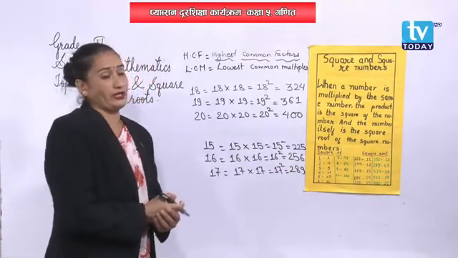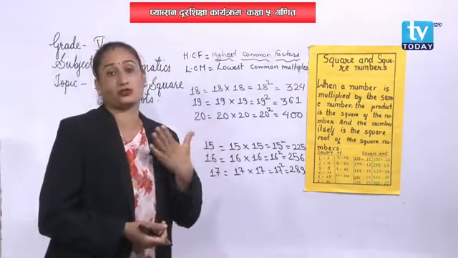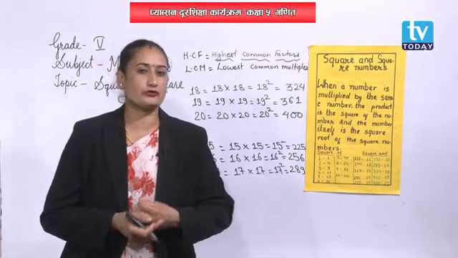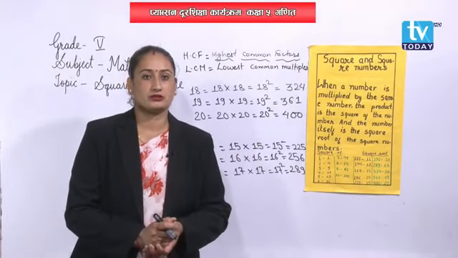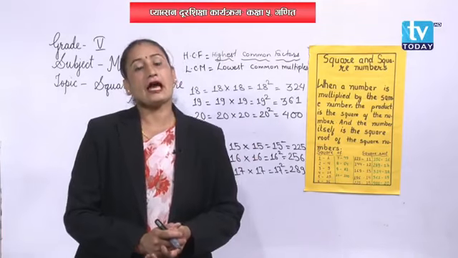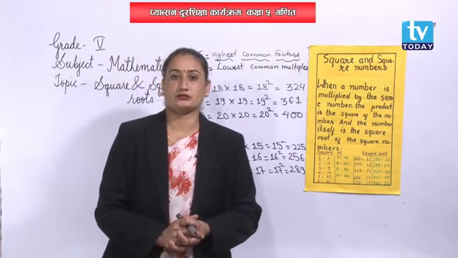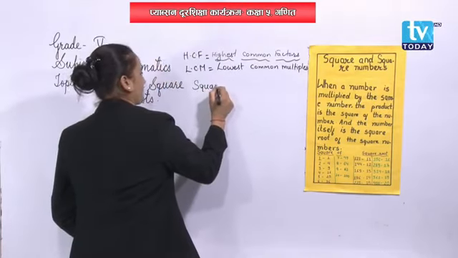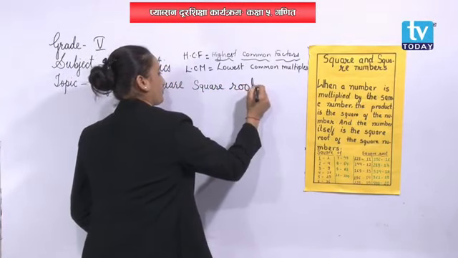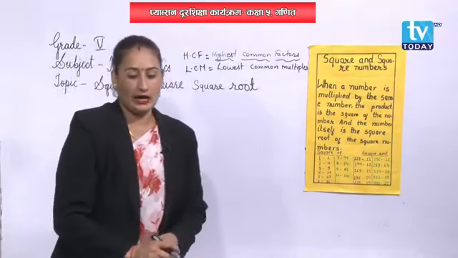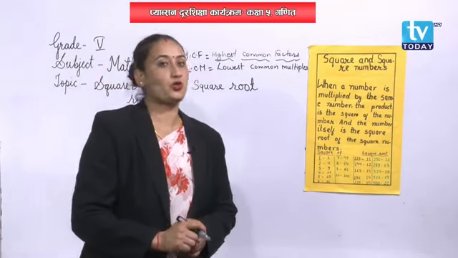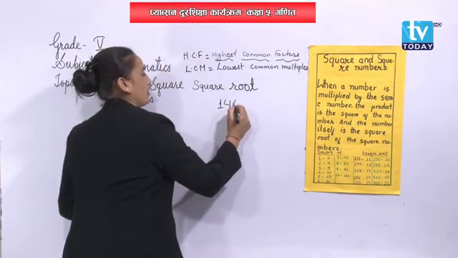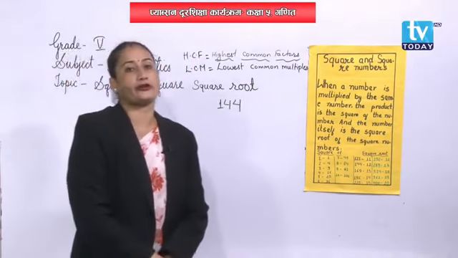Okay. Now, students, we have discussed how to take out the square numbers, right? Do you have any idea how to find out the square root? Okay, let's have a look at the square root. Now, let's take out the square root of 144. How to find out the square root of 144?